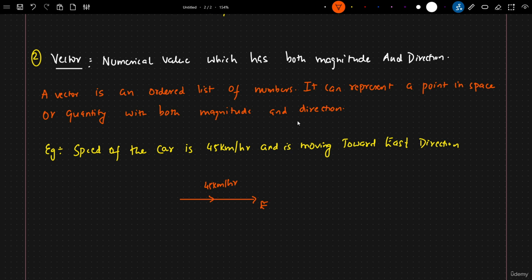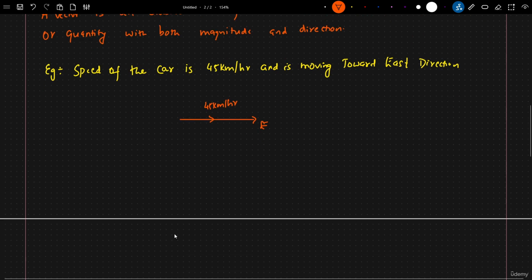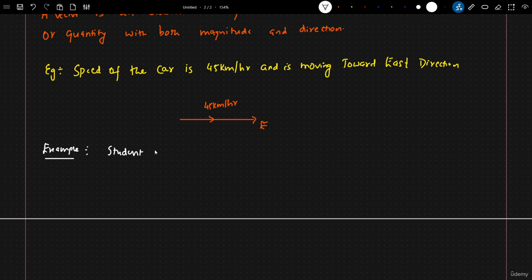Now let's go ahead and discuss the second definition, because that will be our focus point. A vector is an ordered list of numbers. It can represent a point in space or a quantity with both magnitude and direction. Let me just consider one example. One of the most common, which can actually be used by anyone. I've given you an example with respect to house price prediction. Let's consider this example over here with respect to student marks.